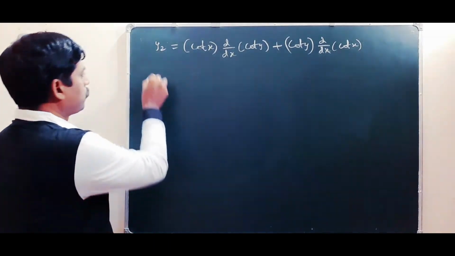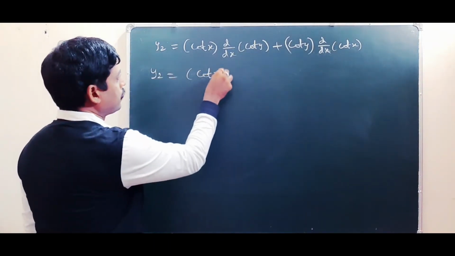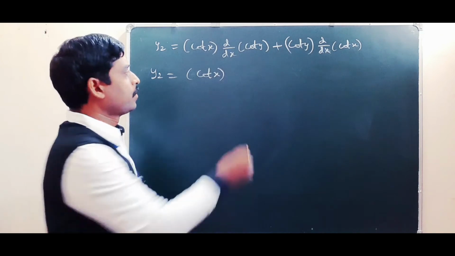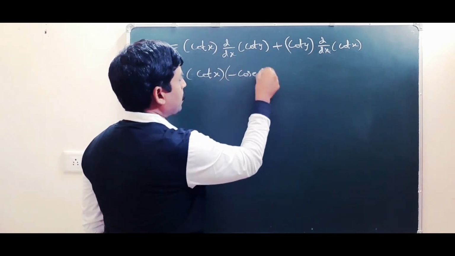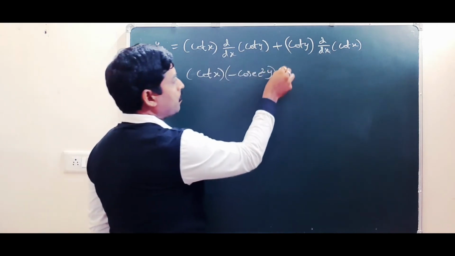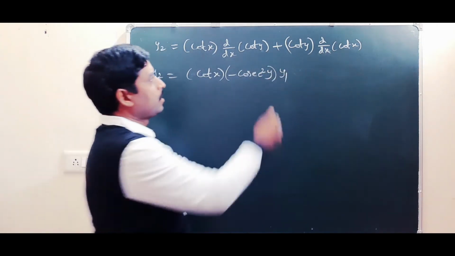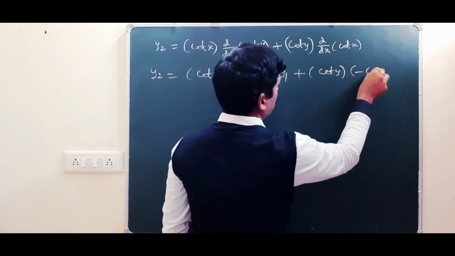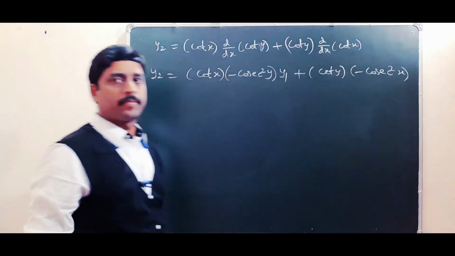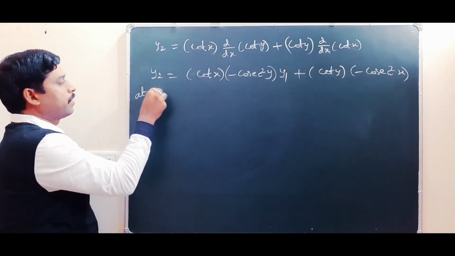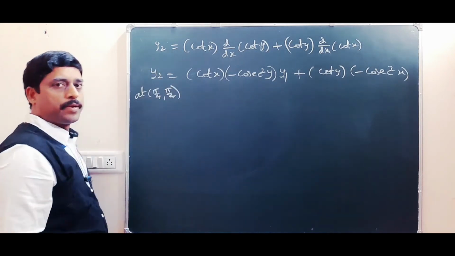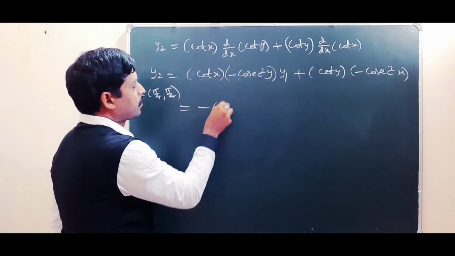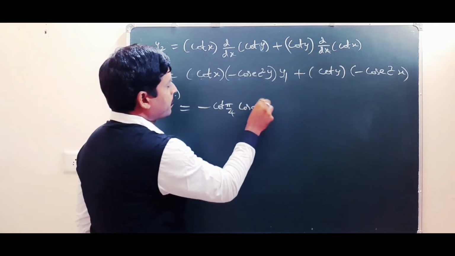Okay, this is the continuation. So y2 is equal to cot x into differentiation of cot y. We have minus cosecant square y into differentiation of y with respect to x, that is y1, dy by dx, which is nothing but y1, plus cot y into differentiation of cot x, which will be minus cosecant square x. Our target is at pi by 4, we have to find the y2 value. Okay, on x and y we substitute pi by 4. This is minus cot pi by 4 cosecant square pi by 4.